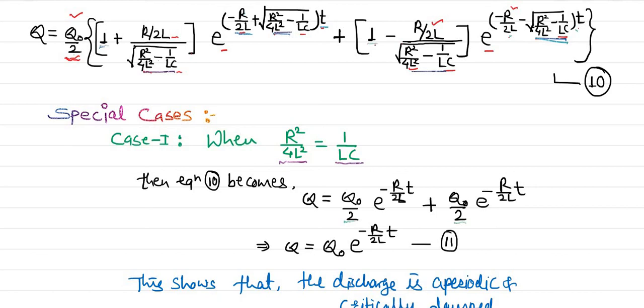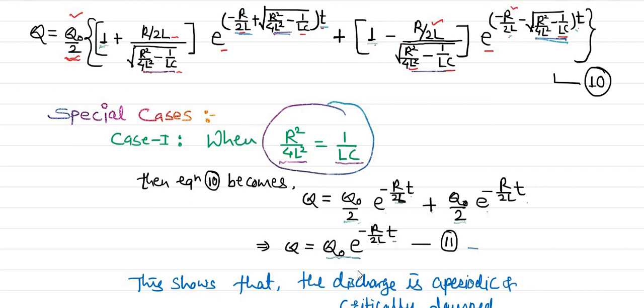So 1 plus 1 is 2, and therefore it is Q0 by 2 e power minus R by 2L into t, plus Q0 by 2 e power minus R by 2L into t, and therefore Q0 by 2 plus Q0 by 2 becomes Q0 into e power minus R by 2L into t. So this equation number 11 is one of the special cases, if these two values, R squared by 4L squared and 1 by LC, are exactly the same.